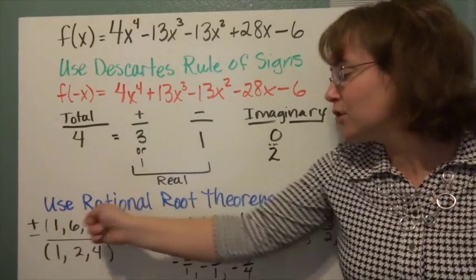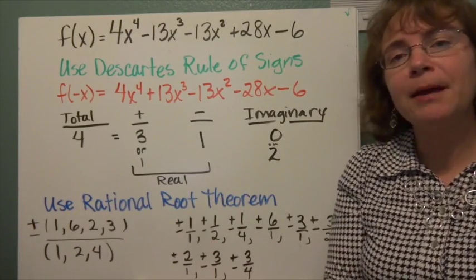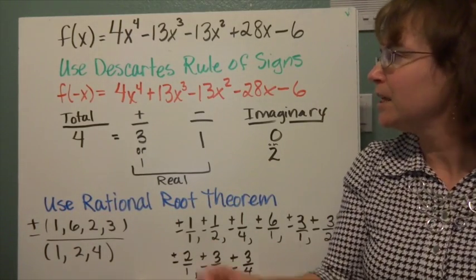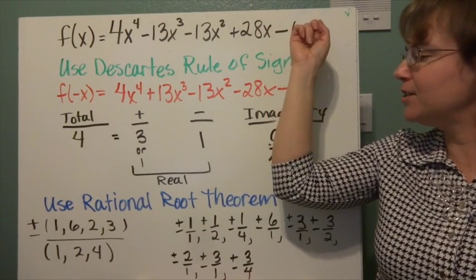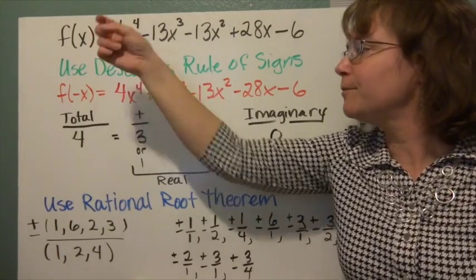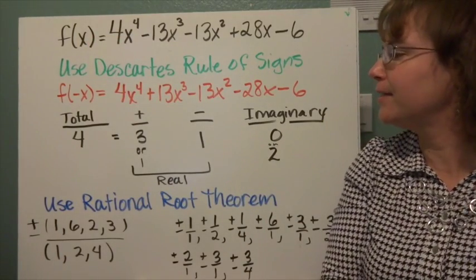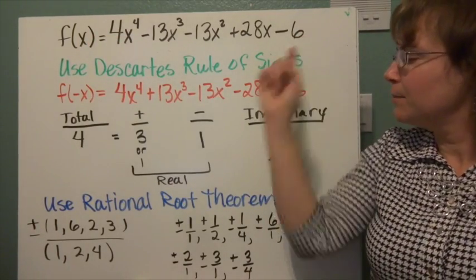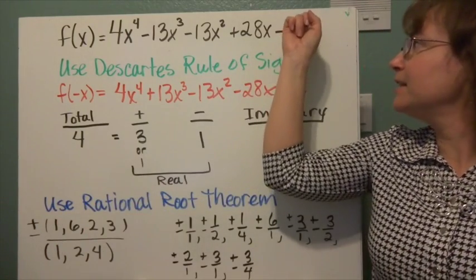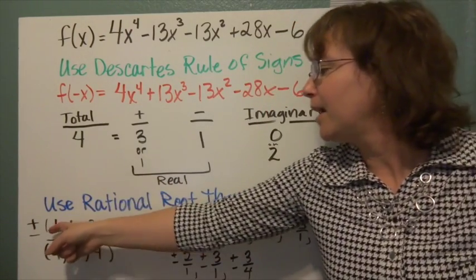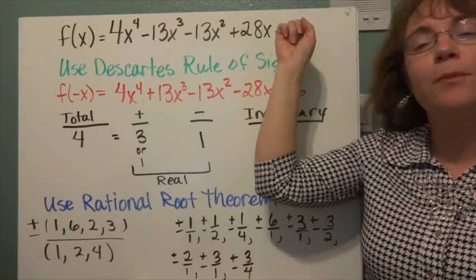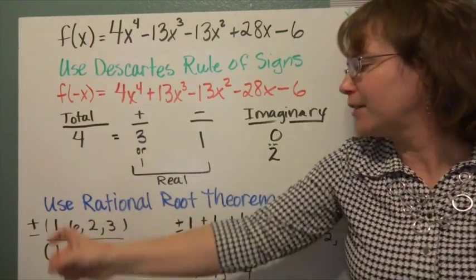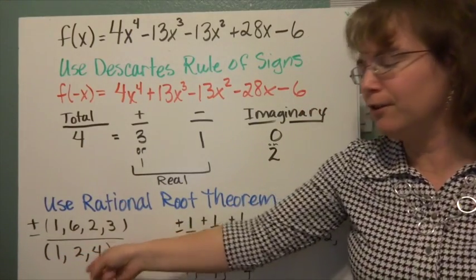Now let's go ahead and use the rational root theorem to look at my possible rational roots. So to do that, I want to look at the factors of my constant right here over the factors of my leading coefficient, that 4 right there. So putting all of my factors of this constant term, I have 1 and 6, because 1 times 6 is 6, and 2 and 3. Those are all my factors of 6. My factors of 4 are 1, 2, and 4.